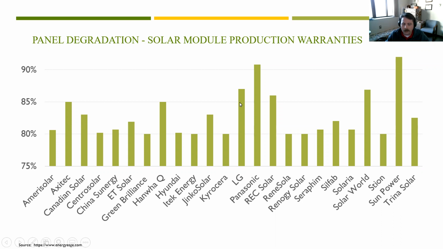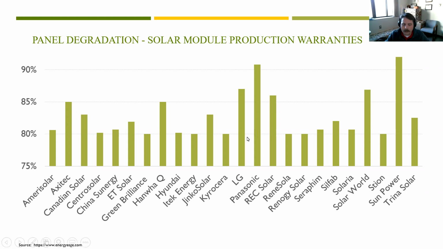There are some that are quite a bit better than that. So this one is 87% and some over 90%. So 90 means that they produce 90% of what they did when they were brand new when they're 25 years old. So they only degraded about 10%. But I will tell you that it's very likely that these ones are probably higher priced. So you want to balance those two, the price of the solar panel versus this degradation factor.